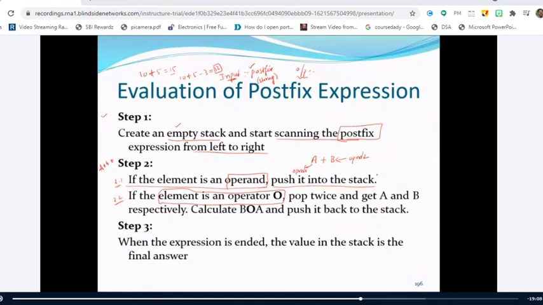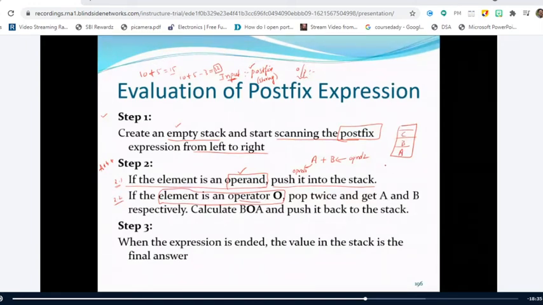Coming back to our algorithm again, when you come across a token which is an operator O, you have to perform the pop operation twice. You have a stack, and what are you storing inside the stack? Is it the operator or operand? Be careful. Operand. So if it is an operand, you are performing a push operation, and you will be getting the operands like this.